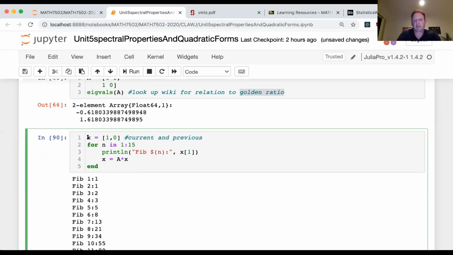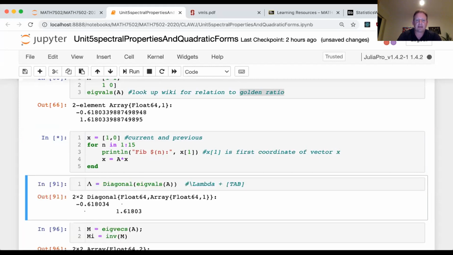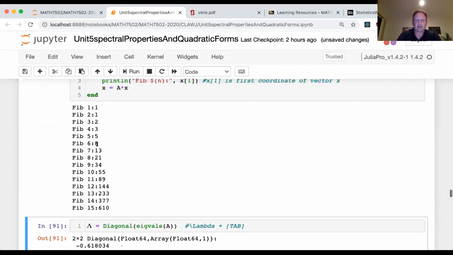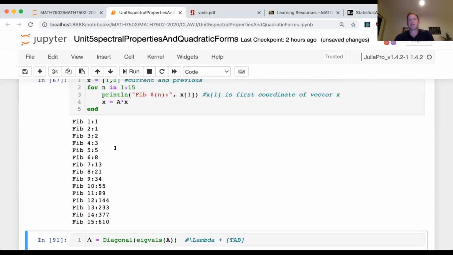So we start with a state x, say 1, 0, and we say the nth Fibonacci number would be x1, the first coordinate of vector x. And we continue iterating this way, so we get 1, 1, 2, and so on, up to the 10th being 55, etc. Okay, so we've iterated it. There's nothing special about that.